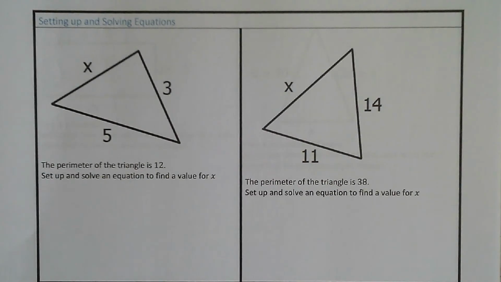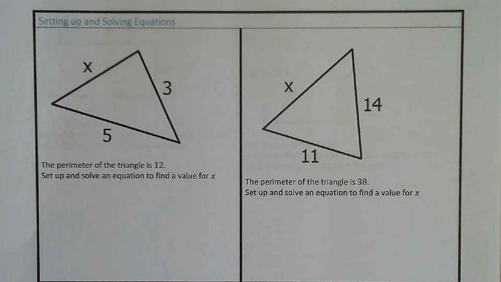Now we're moving on to setting up and solving equations. We're told that the perimeter of this triangle is 12. We need to set up and solve an equation to find a value for x. It's really important here that we follow this method exactly.